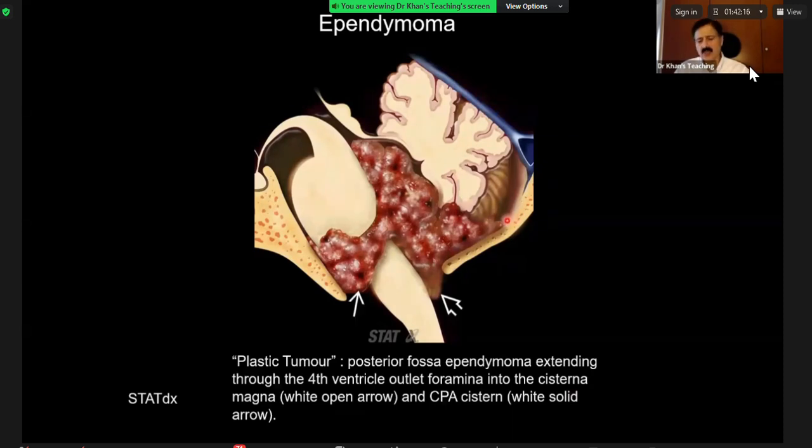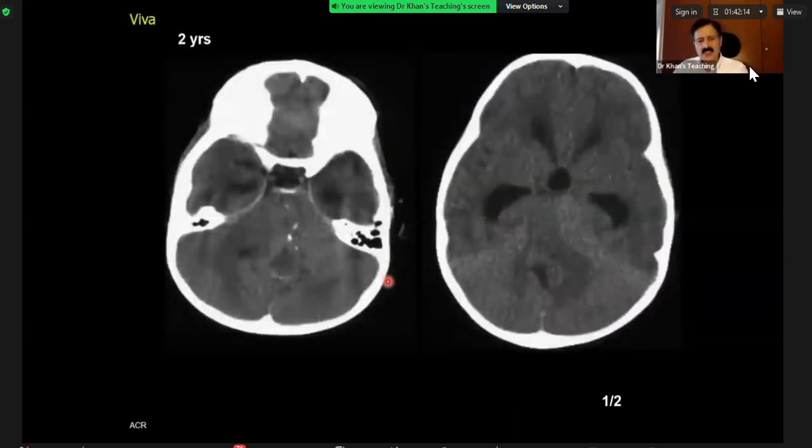cisterna magna here. So if you see this case here, this is a 2-year-old. Here on this CT scan, we can see that there is a bit of calcification. If you see carefully, this is the fourth ventricle. There is something here. The limitation of CT is you are not very sure what is happening. But one thing you can make out, that something is sitting here. It is not very central, with this punctate calcification, and there is hydrocephalus.